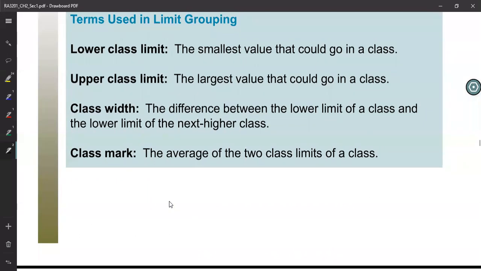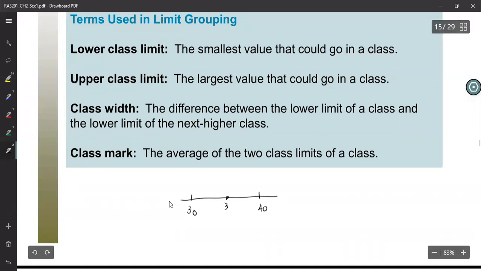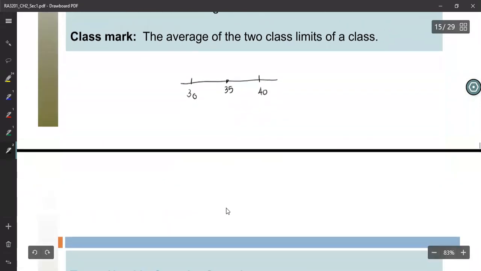Then there is the class mark, which is the average of the 2 class limits of the class. So you have 30, and here comes 39, and then 40, because this is continuous. Soon after you finish 39, 40 begins, right? So the midpoint will be 35. That is how you figure it out, right?